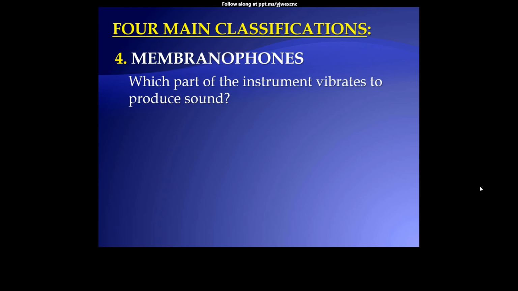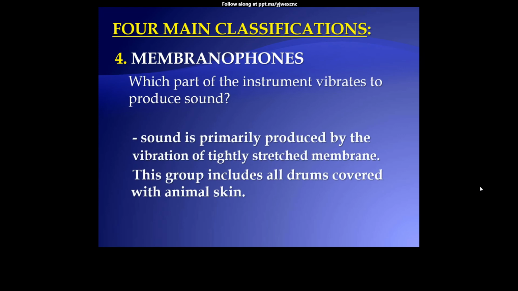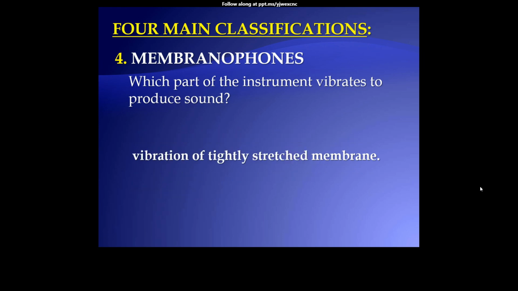Okay, which part of the instrument vibrates to produce sound? Sound is primarily produced by the vibration of a tightly stretched membrane. This group includes all drums covered with animal skin. We also know that in a modern drum, the membrane is made from plastic fiber, and it is still a membranophone.